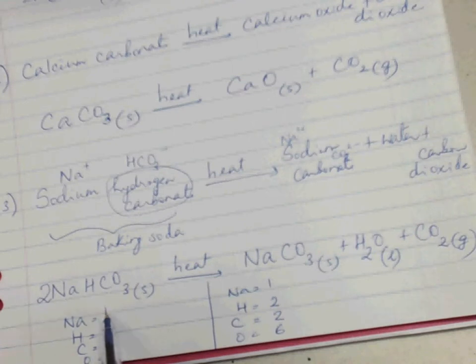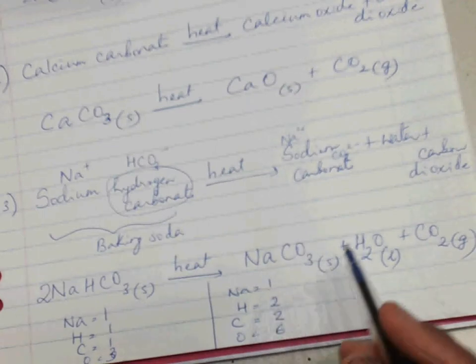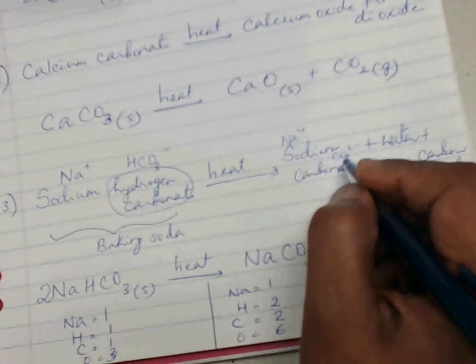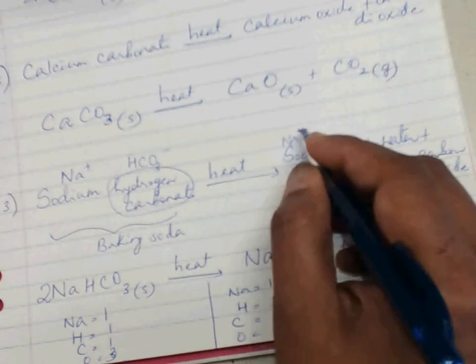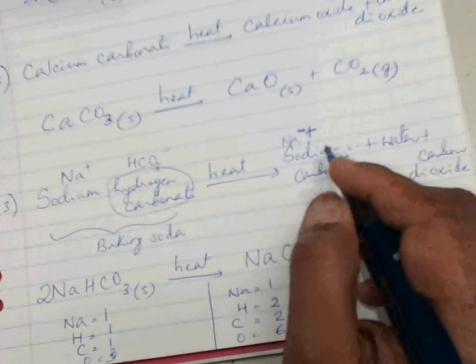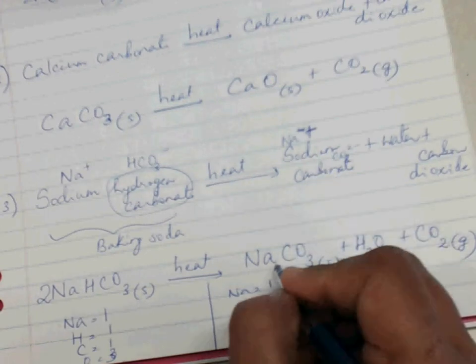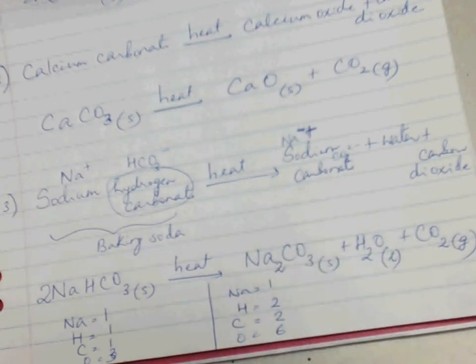it also increases the number of sodium. But I only have one sodium on this side. Oh, okay, that's because the formula is incorrect. That is not Na2 plus, it is Na plus. Na is plus, and so the formula for sodium carbonate is Na2CO3.